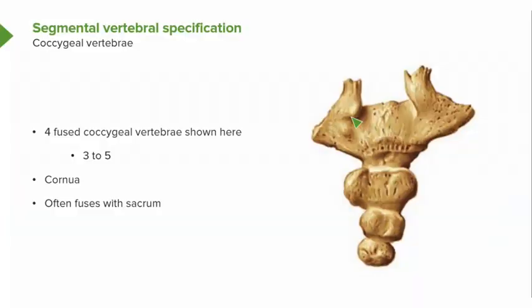If we focus on the first coccygeal vertebra, it will have these prominent horn-like projections, and these are referred to as the cornua. And the cornua will often fuse with the sacrum.